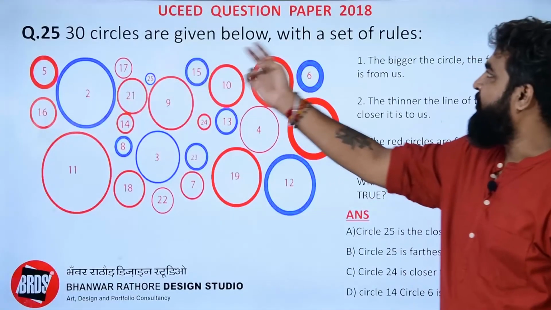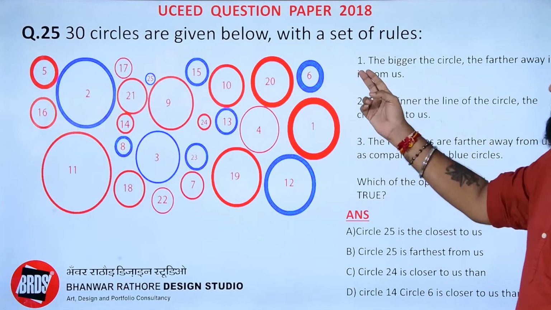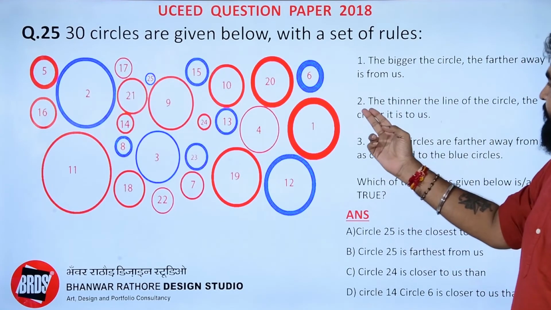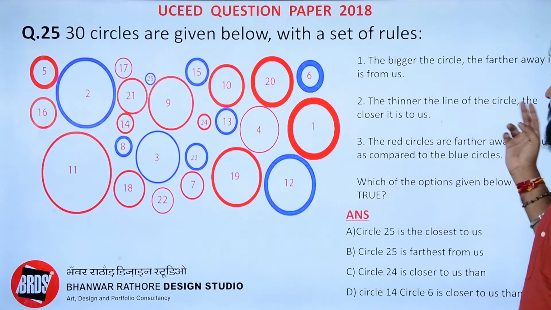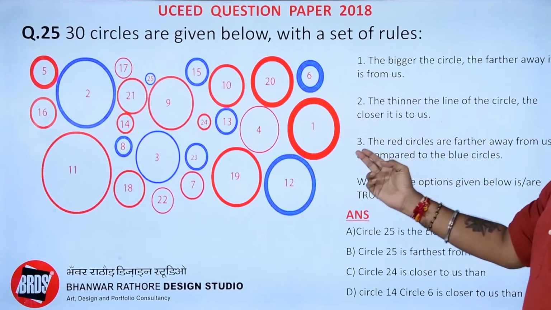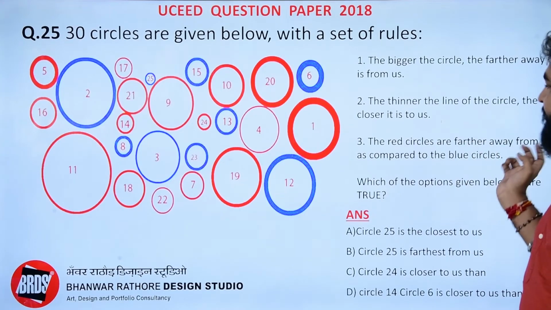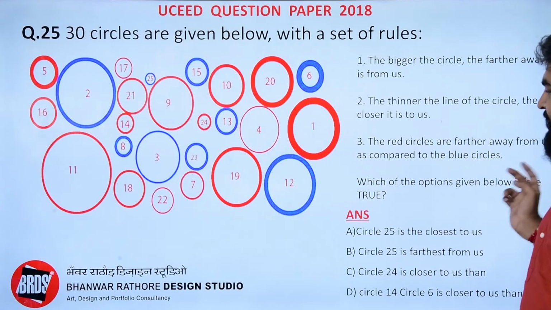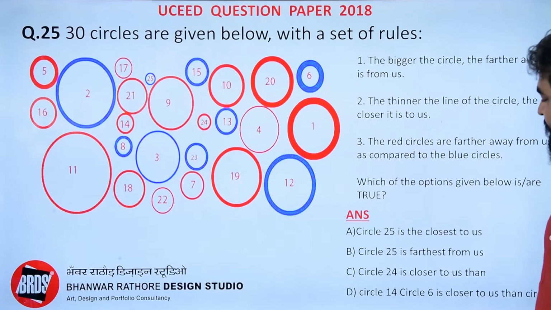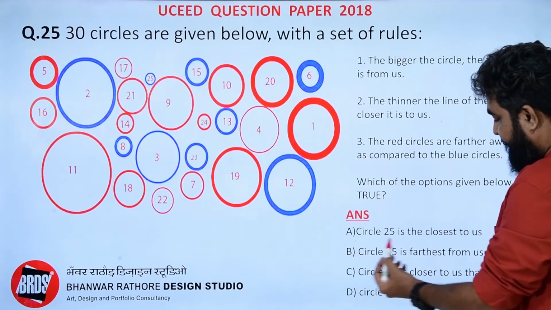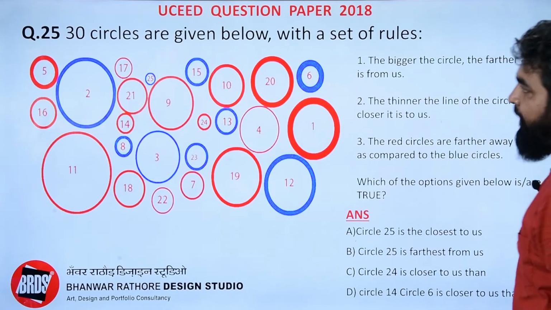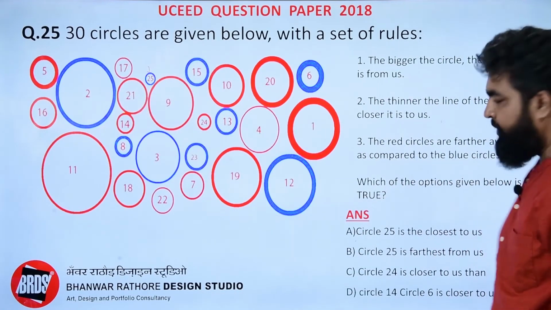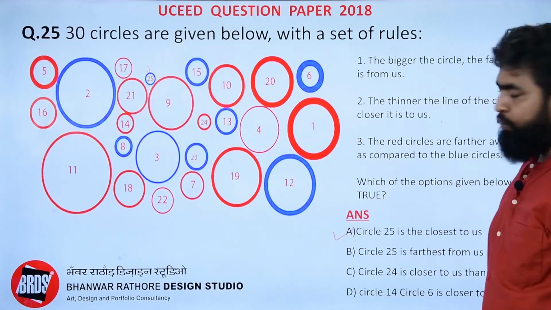30 circles are given below with a set of rules. Rule number 1, the bigger the circle, the further away it is from us. Rule number 2, the thinner the line of the circle, the closer it is to us. Rule number 3, the red circles are further away from us as compared to the blue circles. Which of the options given below is or are true? Now, if we observe the answers, circle 25 is the closest to us. In that, if we check, 25 is in color blue and also with a thin line. So A will be one of the options, true.